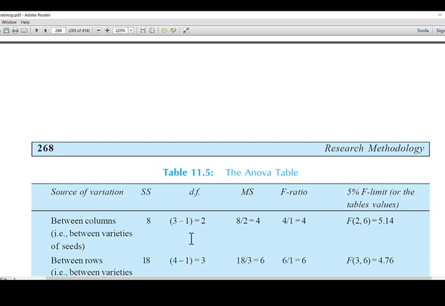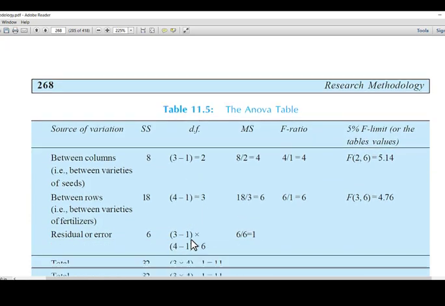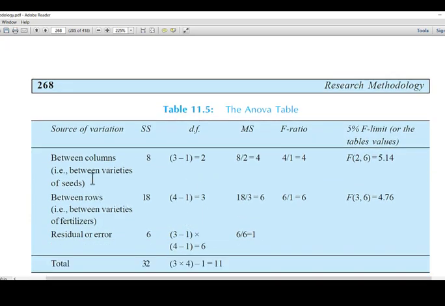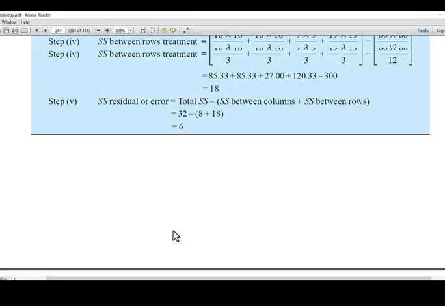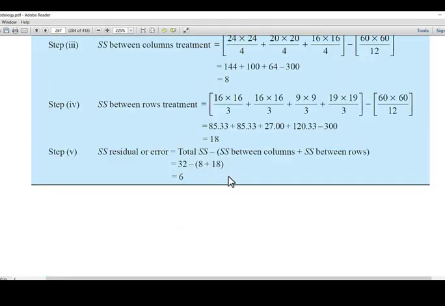And then now we have this Anova table. Between columns, that SS is 8. Between rows, it is 18. Residual or error is 6. Just now we have seen it. This is 6, this is 18, and this is 8.